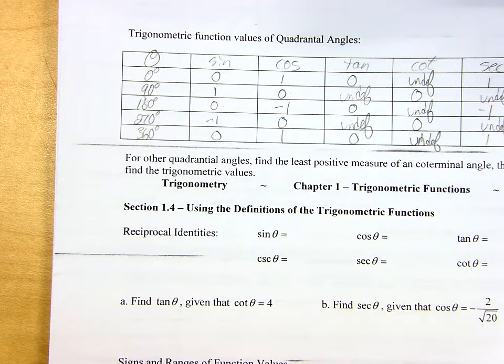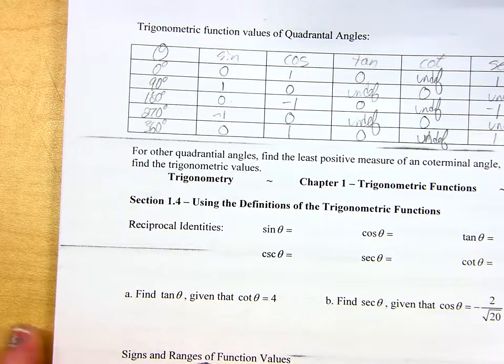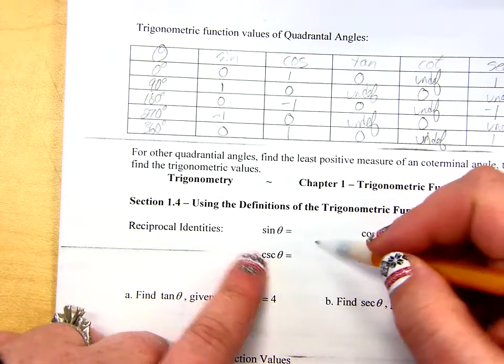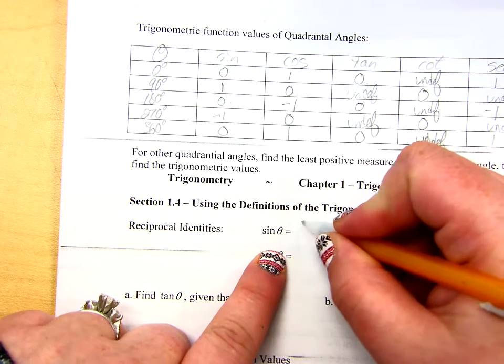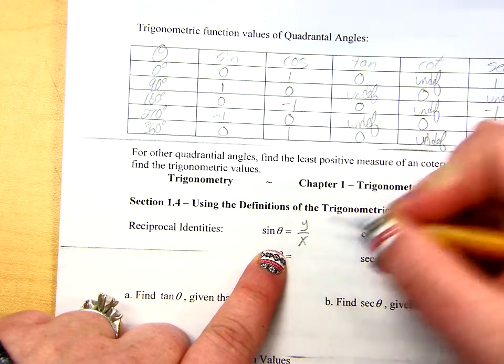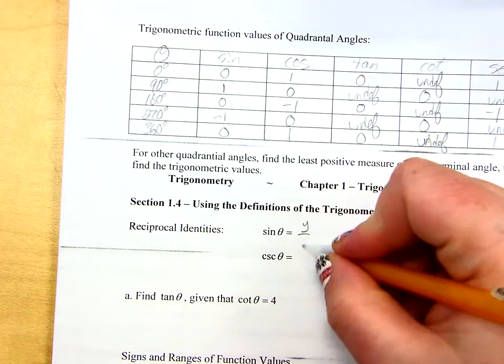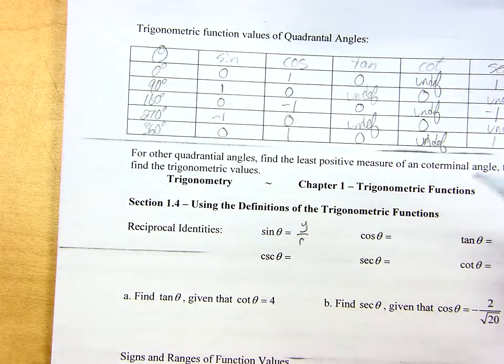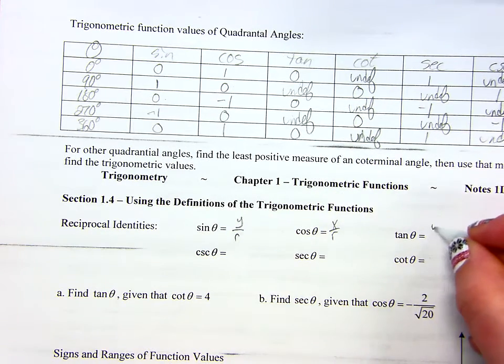Okay, so we're looking at section 1-4 using the definitions of the trig functions. So the reciprocal identities, we've already talked about them. We've been dealing with them. From your reference sheet, we know that sine is equal to y over r. Cosine is x over r. And tangent is y over x.